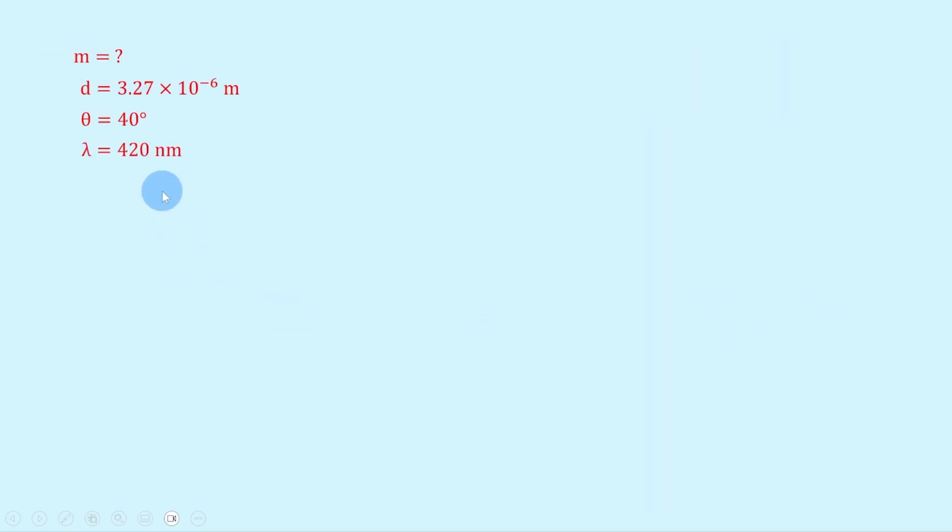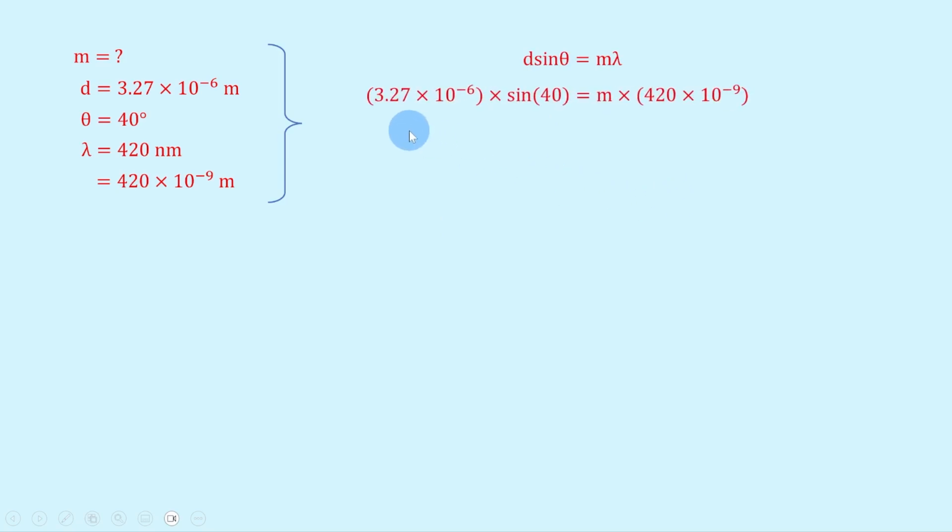We then have the wavelength lambda, which is 420 nanometers, and that's the same as writing 420 times 10 to the minus 9 meters. So writing down our grating equation, we have d sine theta equals m lambda. Substituting in the numbers gives 3.27 times 10 to the minus 6 times sine of 40 is equal to m times 420 times 10 to the minus 9. And then doing the left hand side divided by the 420 times 10 to the minus 9 in your calculator should give you a value for m of 5.